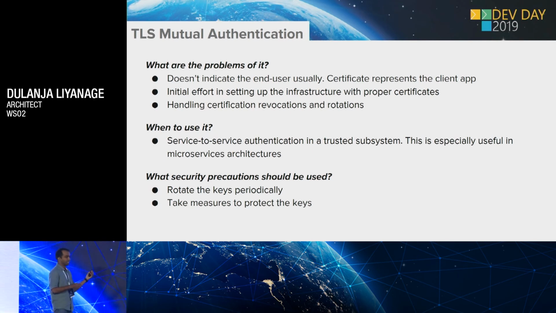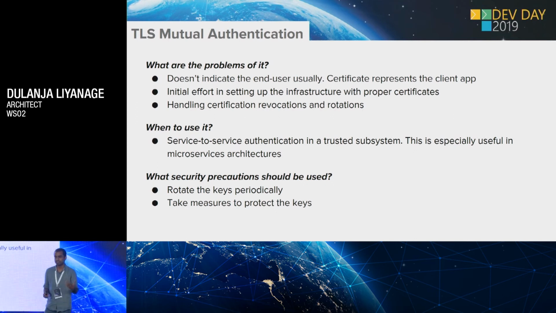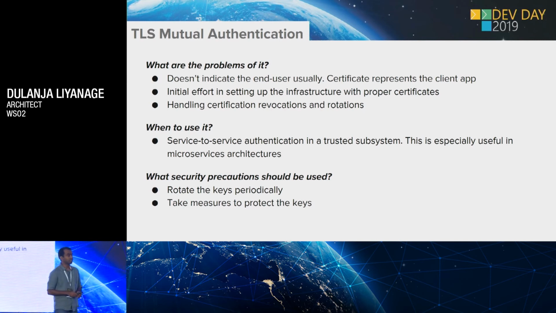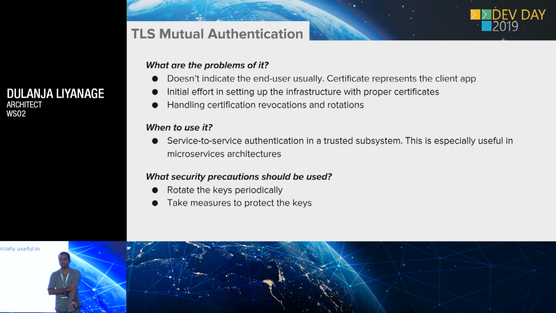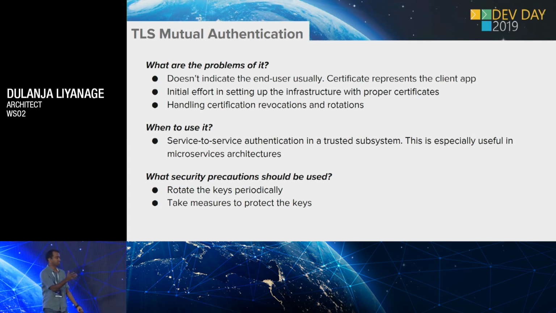Again, like JWT, the initial effort of setting up the infrastructure with proper certs and then handling the cert renewals and rotations is a bit of a trouble. But once you have automated systems in place, like SPIFFE, then this just goes on smoothly. This is especially used in service-to-service authentication. This is very common in service meshes, I believe. As a sidecar in Istio, I believe it gets automatically plugged in, and the service developer doesn't have to worry at all. So what security precautions? Same stuff: rotate the keys periodically and take measures to protect the keys.